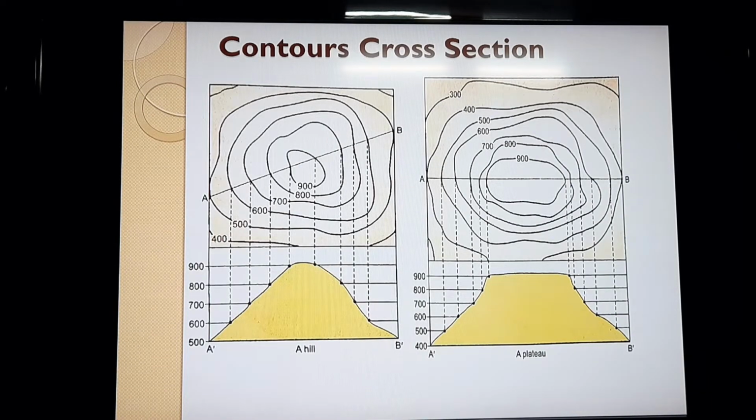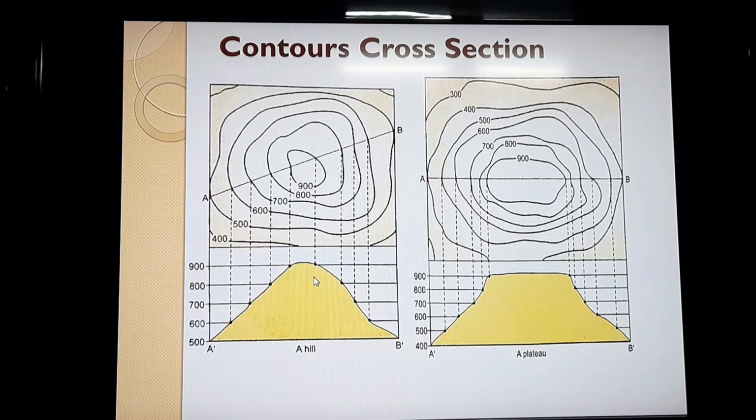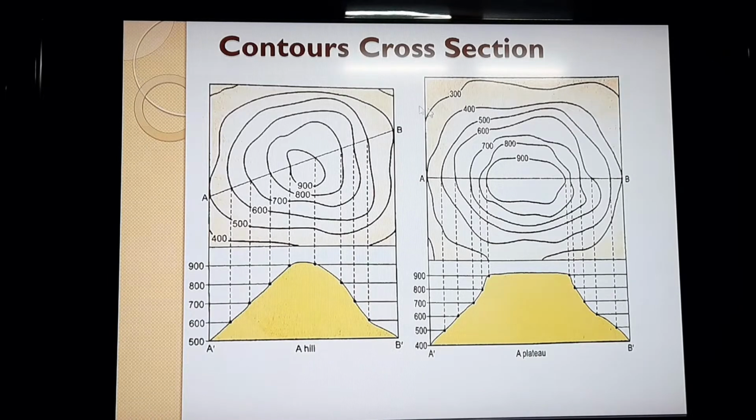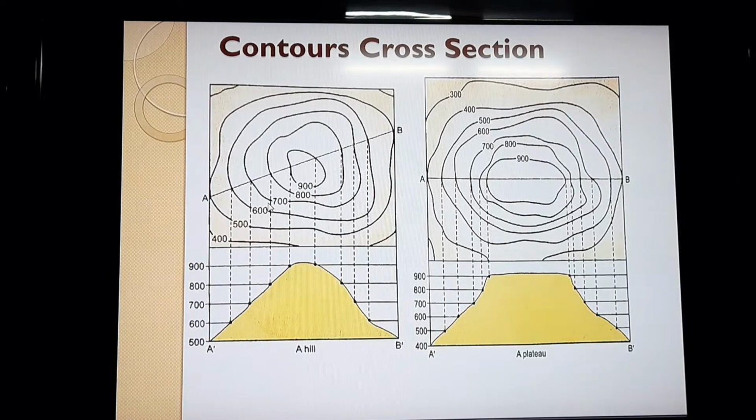Students, here you can see the different contour cross sections. In the first picture you can see the contour cross section of a hill. First we have to draw the contours of the hill, as I already told you the pattern of the round hill or hill in the previous part of the chapter. Once you draw the contour pattern, you will have to draw a cross section line. In the first case, you can see the diagonal line AB.